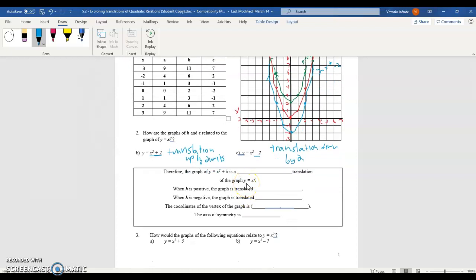So here's what we know. This is our conclusion we can come up with. In the graph of y is equal to x squared plus k, this graph specifically is a vertical translation of x squared, meaning it's moved either up or down. So the x squared moves either up or down depending on what k is. If k is positive, the graph is translated upward by k units. K can be 5, it goes up 5. K can be 6, it goes up 6. If k is negative, the graph is translated downward by k units.